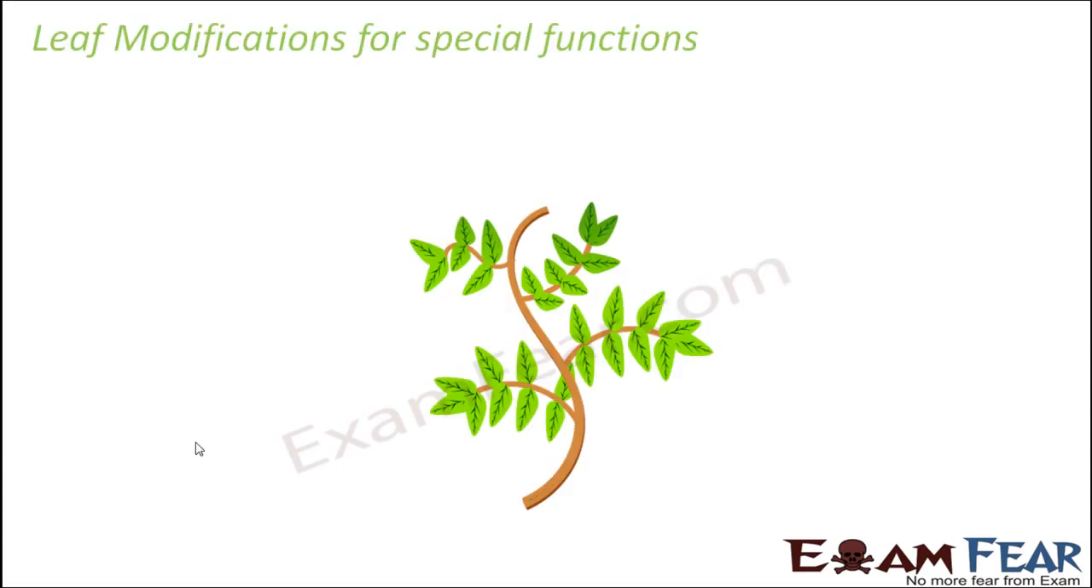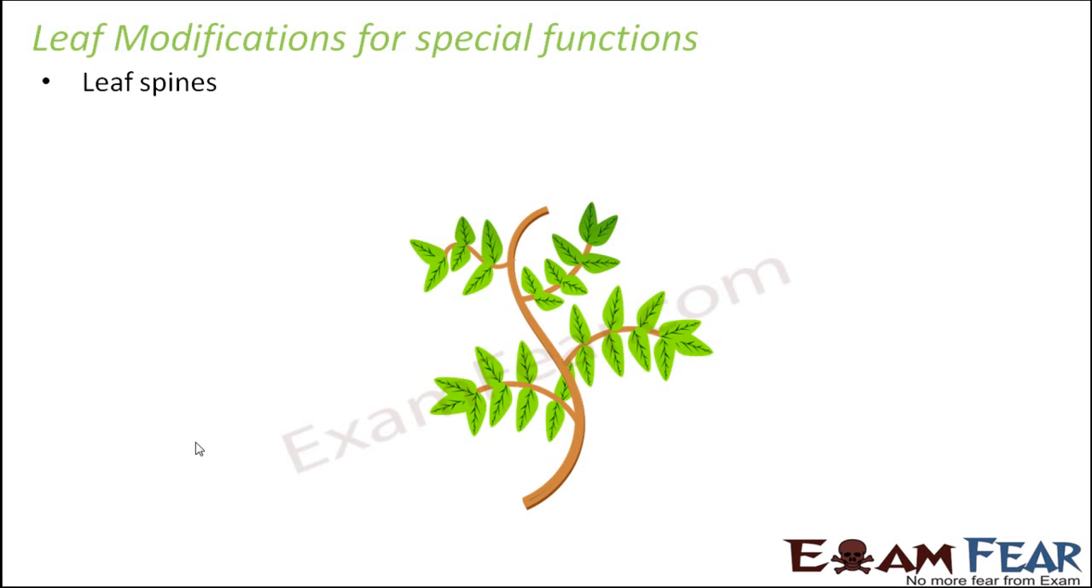Now that we have covered almost everything about the structure of a leaf, parts of a leaf, types of leaves, phyllotaxy, venation, it is time to look at the leaf modifications for special functions. The way we saw that roots and stems modify themselves in numerous ways to perform functions besides their primary functions, similarly, leaves also modify themselves to perform a set of special functions. So let us look at the various modifications of leaves.